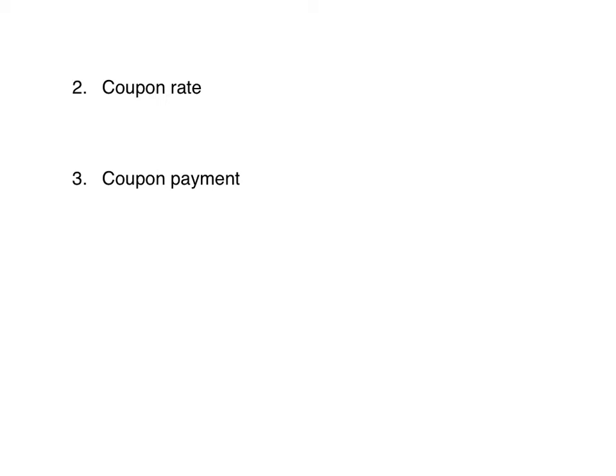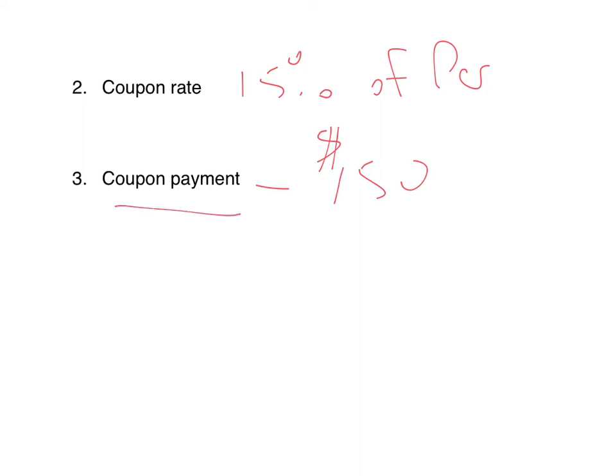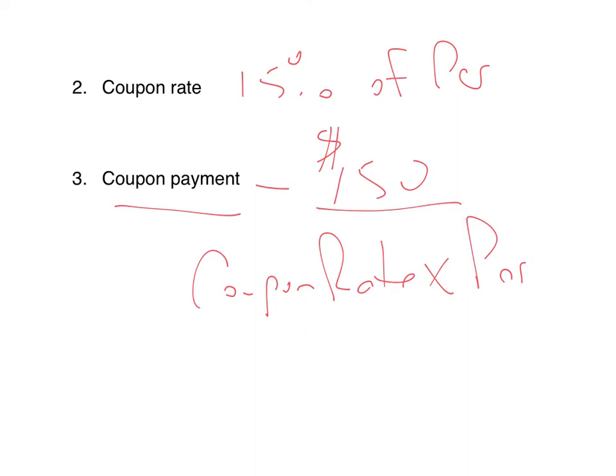So if the coupon rate is, say, 15%, the bondholder will receive each year 15% of par. Or in other words, they will receive a coupon payment of $150. So again, par value is the base on which coupon payments are determined. Coupon payments are determined by taking the coupon rate and multiplying it by par, or $1,000, and that gives us the annual coupon payment.